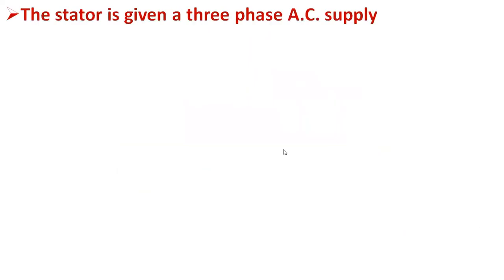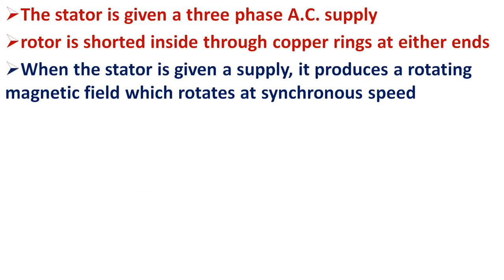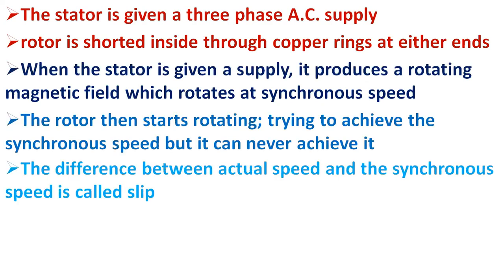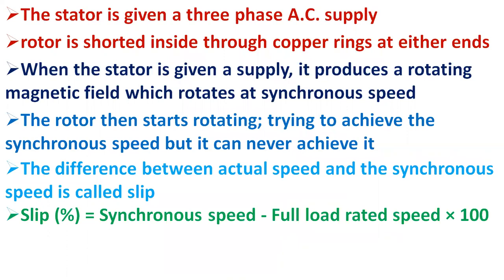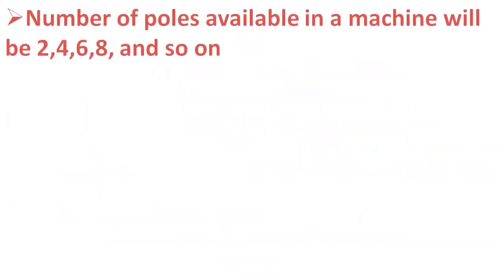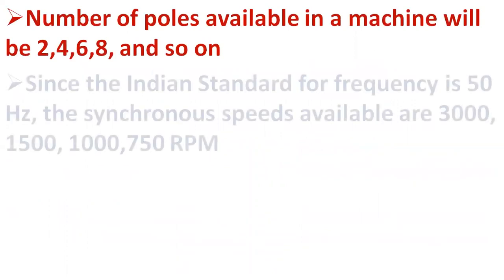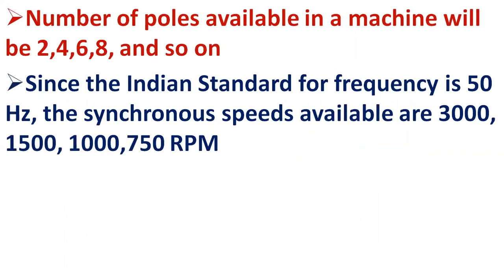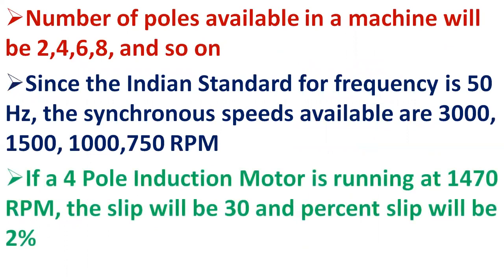Then if you see, the stator is given a three-phase AC supply, and as we have just seen, the slip percentage is synchronous speed minus full rated speed into 100 divided by synchronous speed. From the above points, one must remember the following facts. The number of poles available in a machine will be 2, 4, 6, 8, and so on. Since the Indian standard for frequency is 50 Hz, the synchronous speeds available are 3000, 1500, 1000, 750 RPM.